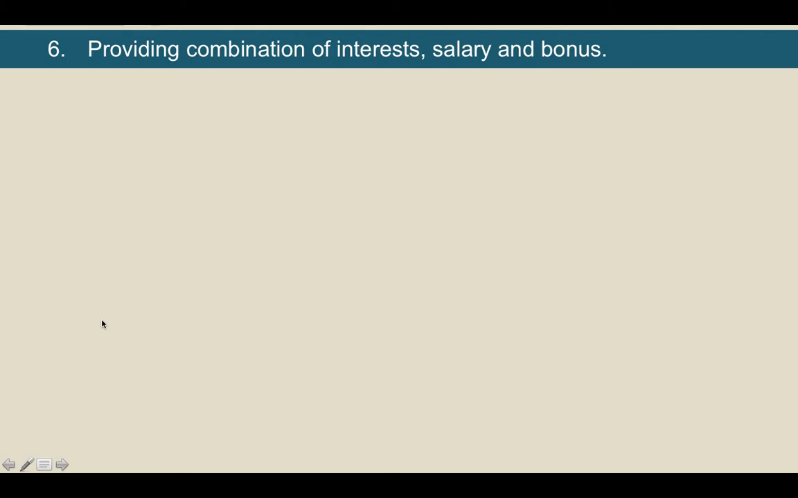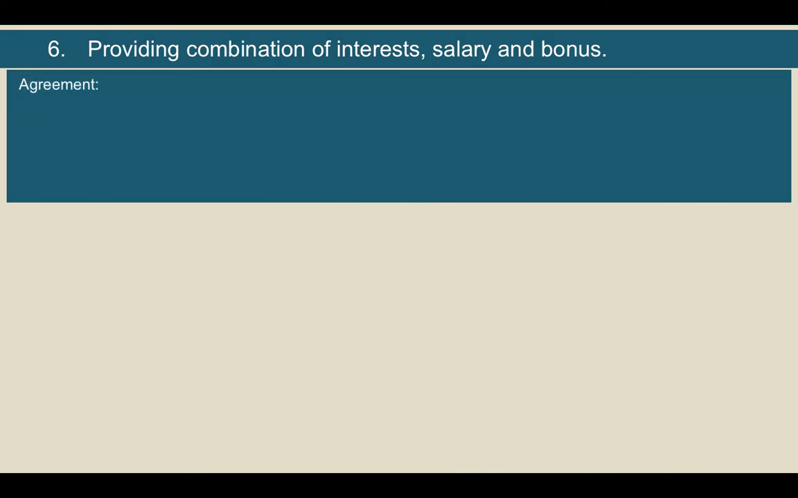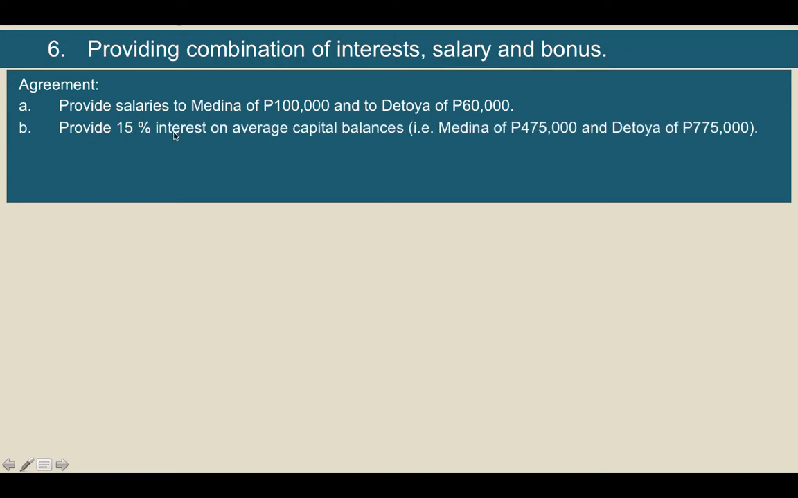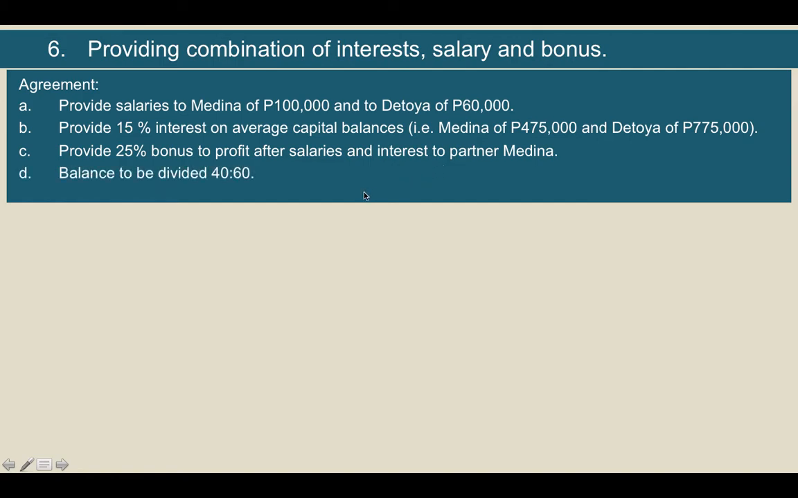Next is providing combination of interest, salary, and bonus. These are the agreements. First, provide salaries to Medina of 100,000 and to Ditoya of 60,000. Next, provide 15% interest on average capital balances, which is Medina's average capital balance of 475,000 and Ditoya's of 775,000. The average capital balances that we have calculated. And next, provide 25% bonus to profit after salaries and interest to partner Medina. And then balance to be divided 40-60.